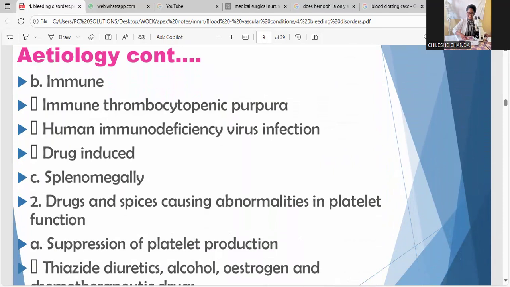So we have immune thrombocytopenic purpura, human immunodeficiency virus infection, as well as drug-induced thrombocytopenia.